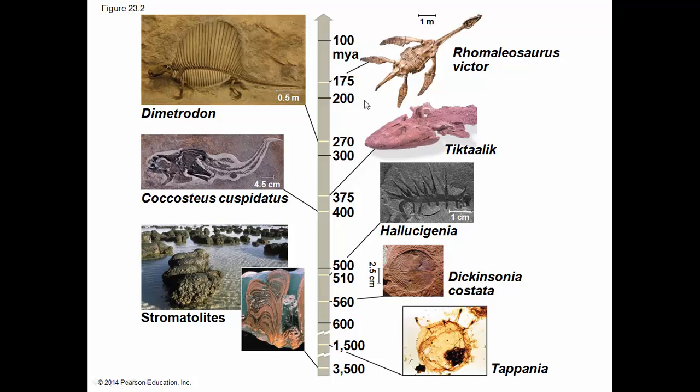Okay, Romulosaurus victor. This is a plesiosaur. It's a marine reptile that swam around, and some people believe that the Loch Ness Monster is a plesiosaur, but don't believe in the Loch Ness Monster. It's never been proven. There's no evidence that it ever existed. But that's what people believe, that it would be a landlocked plesiosaur.